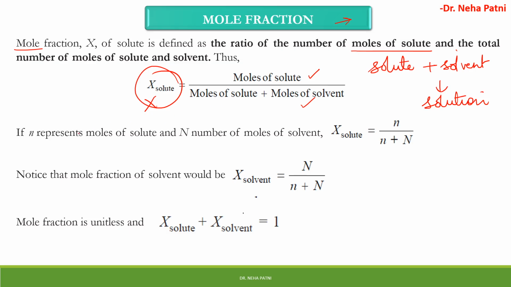Very easy to understand. If small n represents the moles of solute, then you write small n in the numerator, and capital N represents the number of moles of solvent, so you write capital N here. Likewise, if I want the mole fraction of solvent, then I use capital N in the numerator, over small n plus capital N. Needless to say, the mole fraction is unitless, and if you add the mole fractions of solute and solvent together, you will get 1, based on the equation.